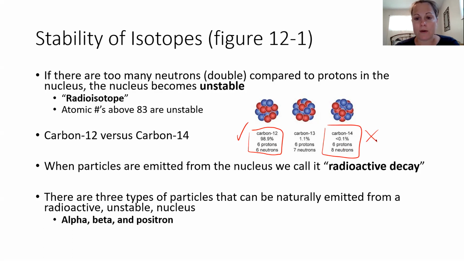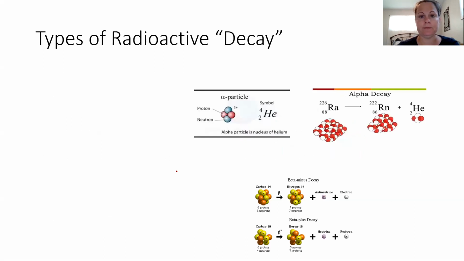What it means to be radioactive is that there are particles emitted, literally spit out from the nucleus. And when particles are emitted from the nucleus of an atom, we call it radioactive decay. We are going to talk about 3 types of particles that can be naturally spit out, emitted from unstable nuclei. Those 3 particles are called alpha particles, beta particles, and positron particles. So since there's 3 types of particles, we say there are 3 types of radioactive decay.